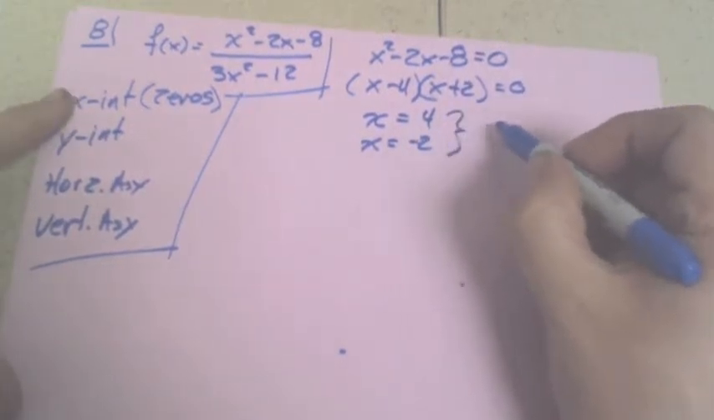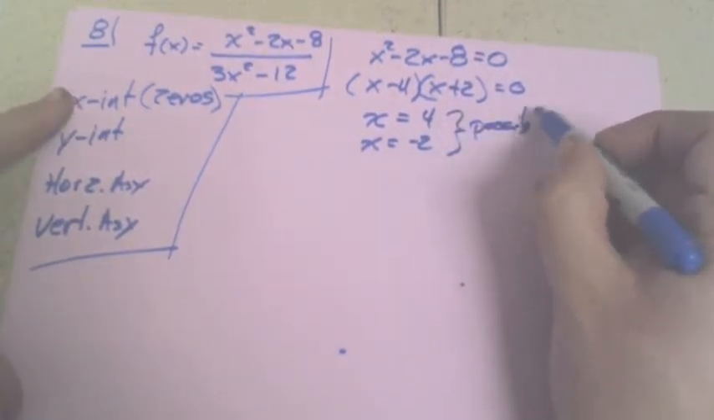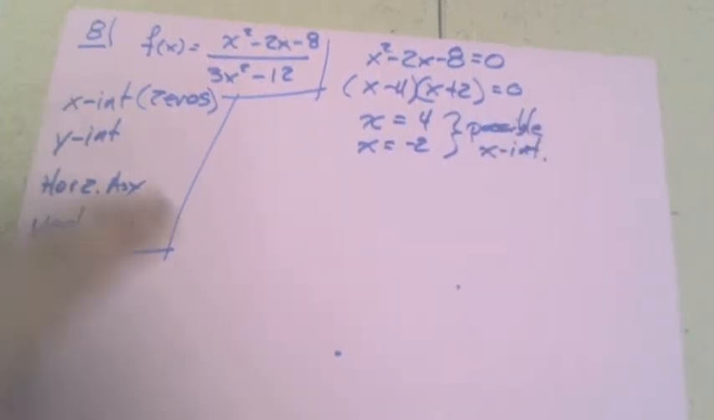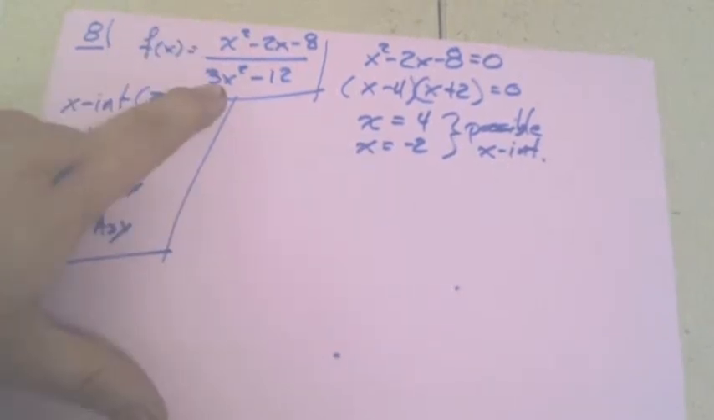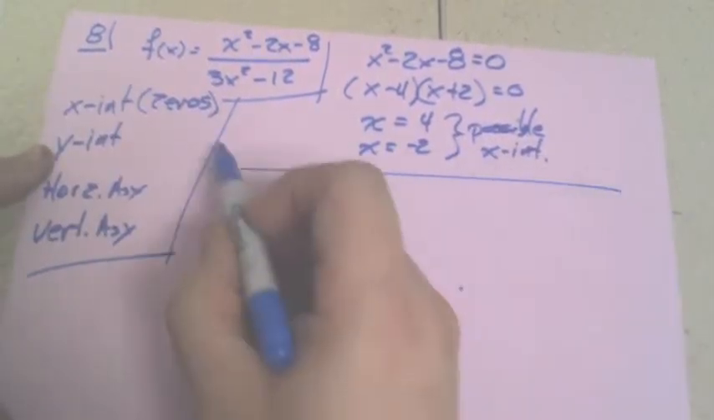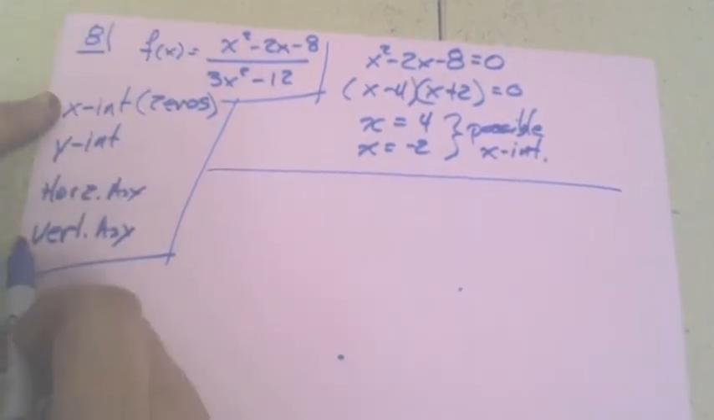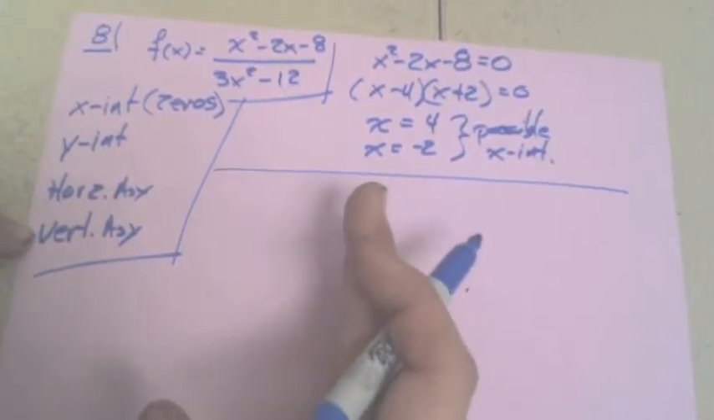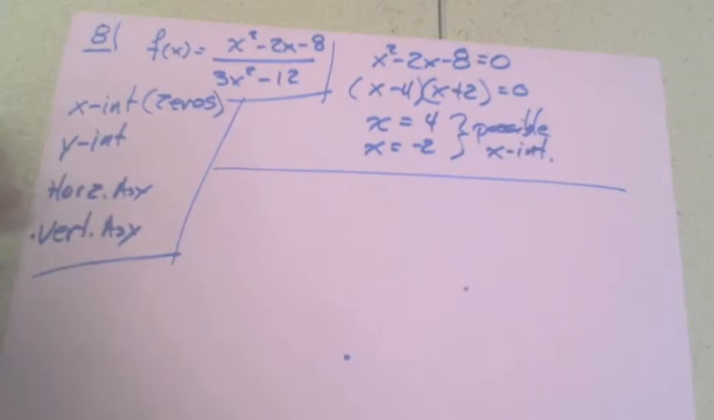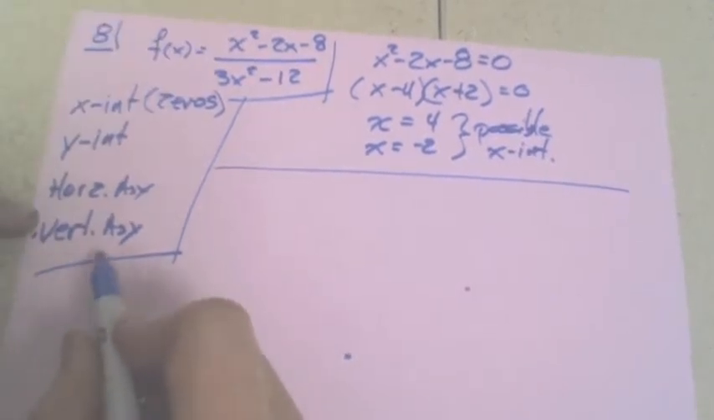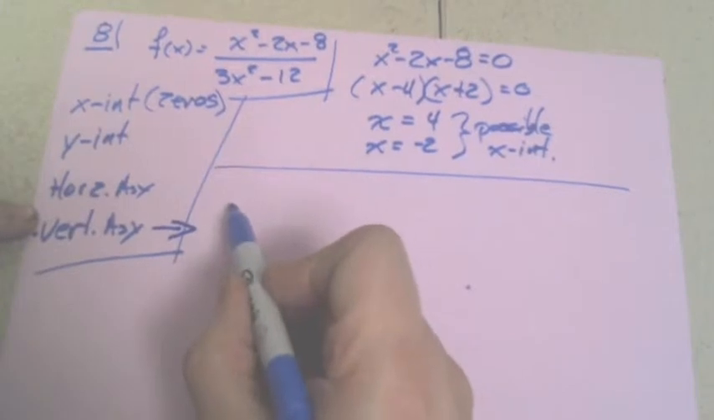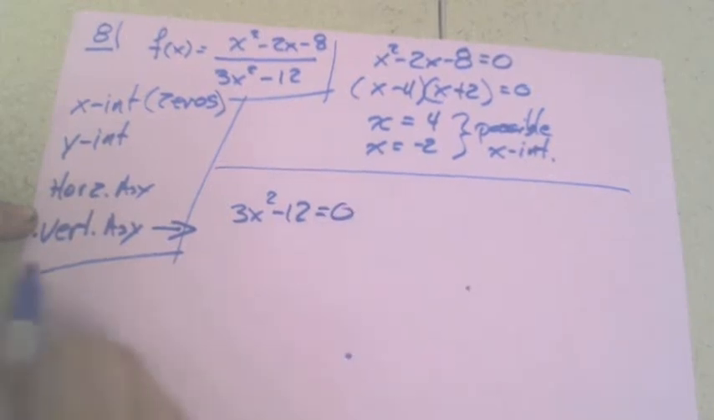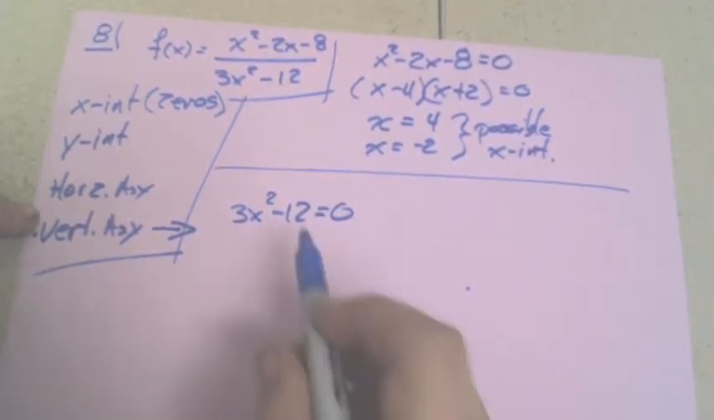So these are our possible x-intercepts. The only way they're not an x-intercept is if they also make the denominator 0. The nice thing about the denominator is when we go down here, vertical asymptotes happen where the function is undefined. Well, the function is undefined when the denominator is 0, so we already have a purpose down here for vertical asymptotes of figuring out when the denominator is 0. So we might as well do that to find our vertical asymptotes.